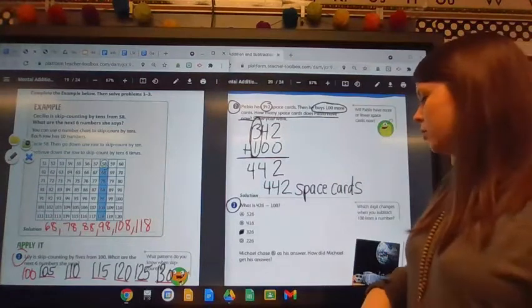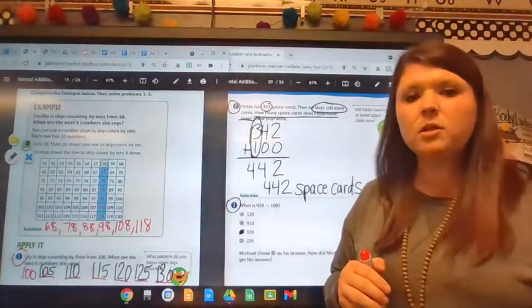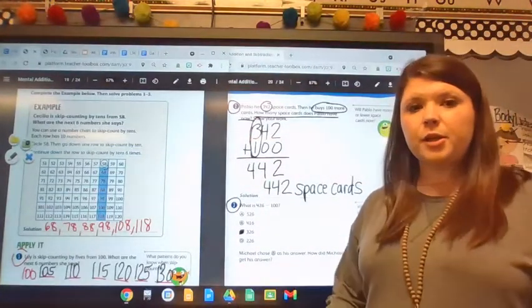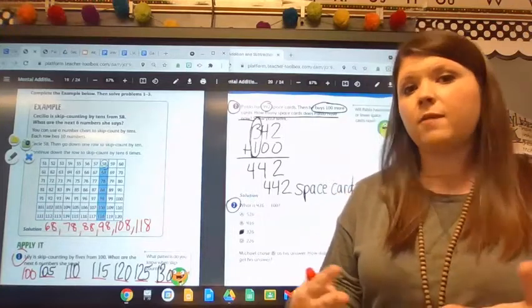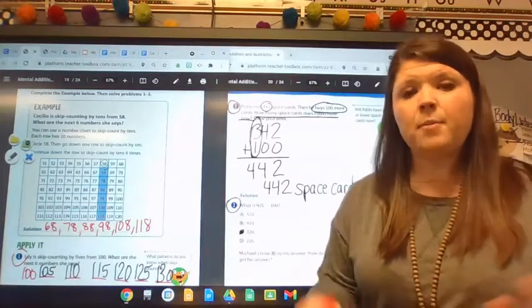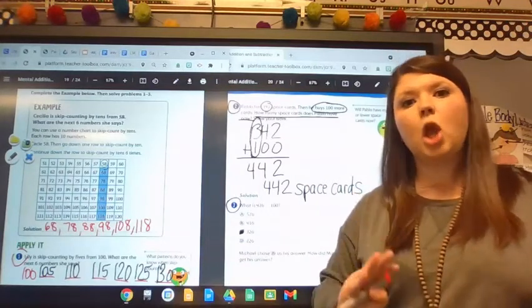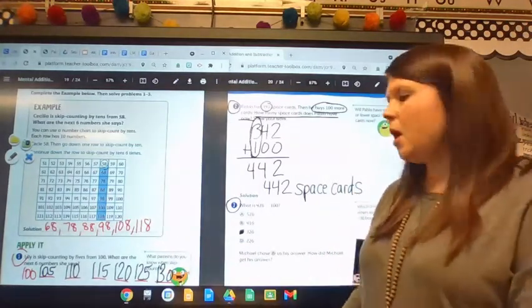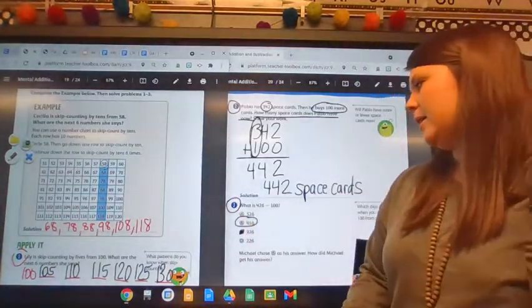All right, it says Michael chose B as his answer. How did Michael get his answer? So what these problems are asking you to do is to think about a mistake that somebody might have made. Maybe you made this mistake. And maybe somebody else made this mistake, okay? So it's helping us to learn from mistakes. All right, so if Michael chose B, how did he get that answer?